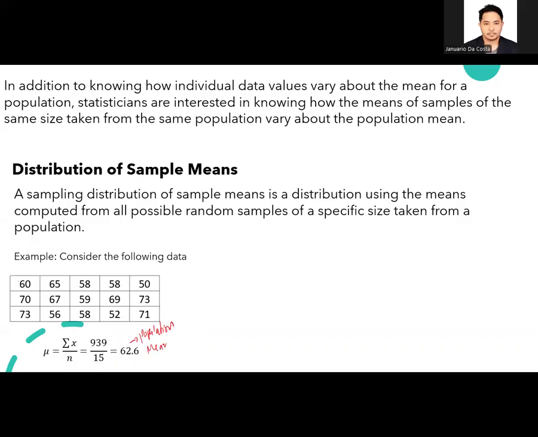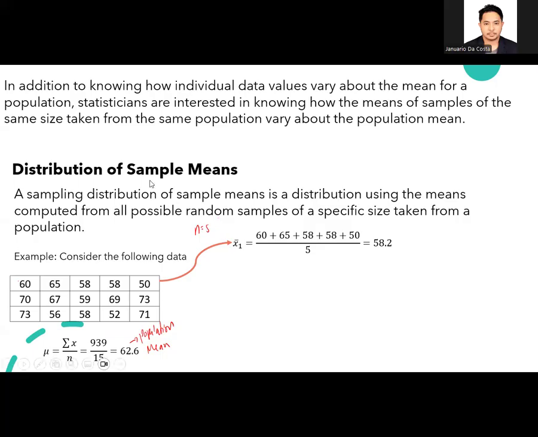Up to this point, you guys understand? Yes, teacher. Okay, now, what if I want to take a sample of any random 5 numbers from the population? Let's say I take 60, 65, 58, 58 plus 50, and I divide by n. Here, my n is equal to 5, okay?